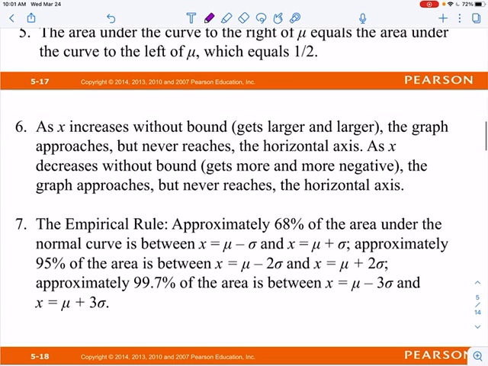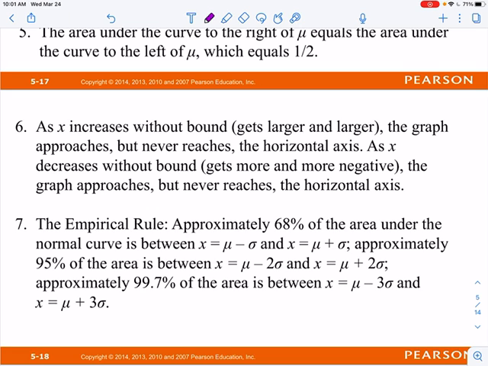And as x increases without bound, in other words, as x gets larger and larger, so as you move to the right on that graph, the graph approaches but never reaches the horizontal axis. As x decreases without bound, gets more and more negative, so the further you go to the left, the graph approaches but never reaches the horizontal axis again. And number 7 is something that we've spoken about already.